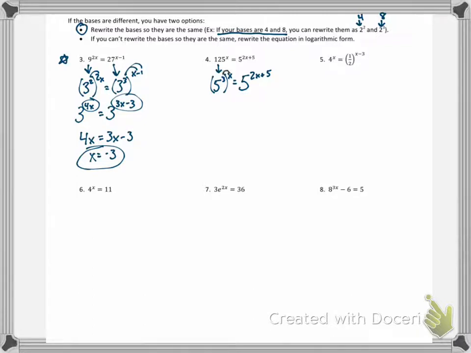So again, I'm going to use the same exponent property. 3 and x are going to get distributed. On the left, I'm going to have 5 to the 3x equals 5 to the 2x plus 5. Now that I have the same base, take the exponents and set them equal to each other. 3x equals 2x plus 5. Subtract the 2x, and I get x equals 5.